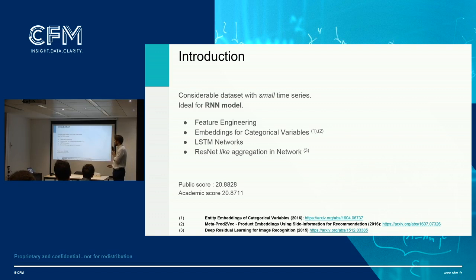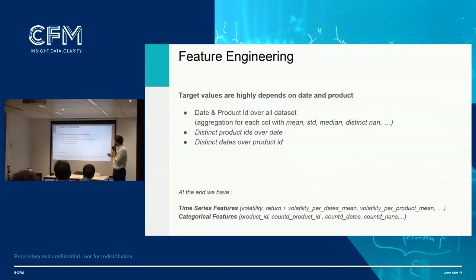I use embeddings. And the last thing, I've tried to work with what we can call ResNet-like aggregation in the network. So I will explain later what that means for me, because it's not really the same as the ResNet network that is used for convolutional networks. I don't know if you know it, but it's a well-known network that improved a lot on image classification. So that's the score, and there are some references below.